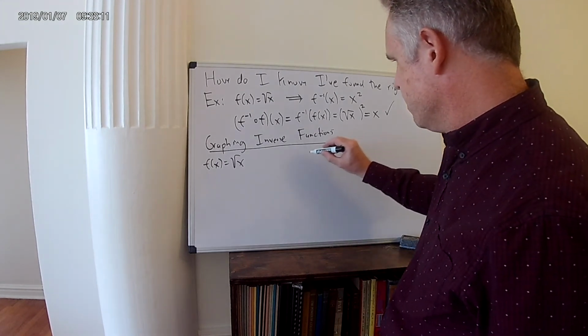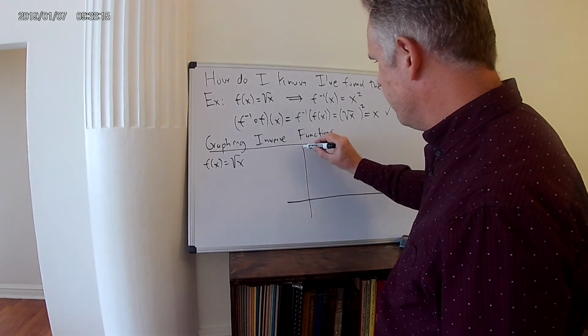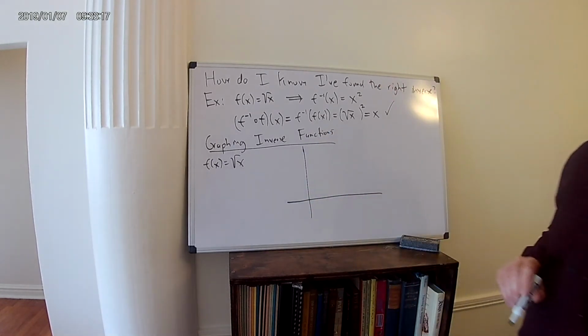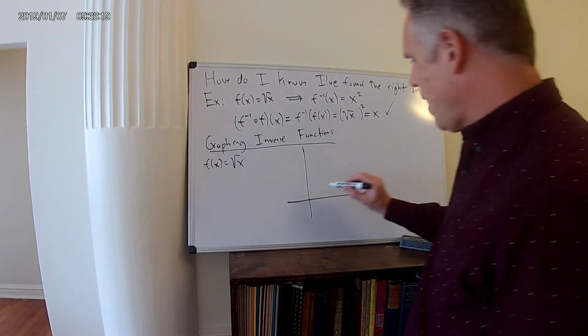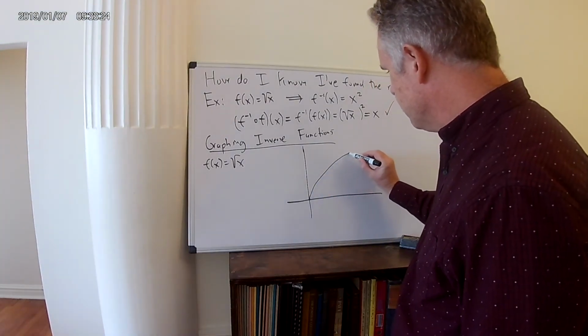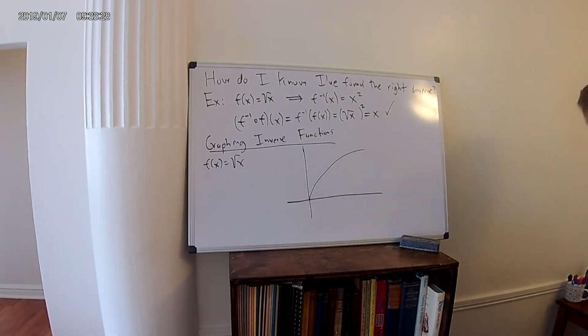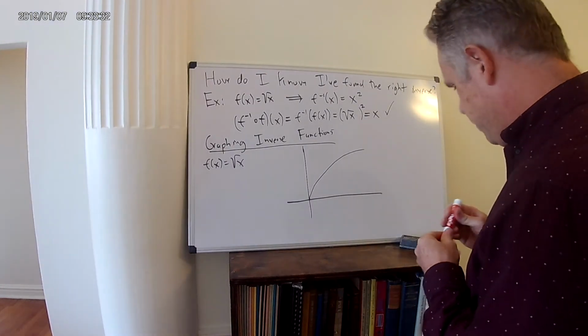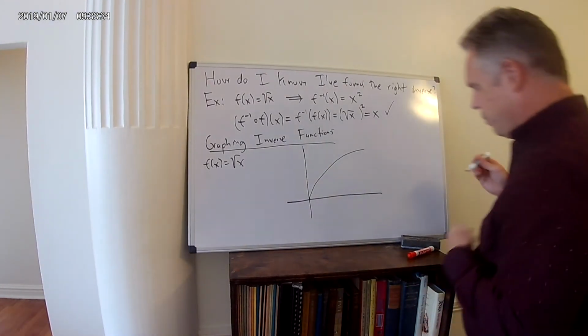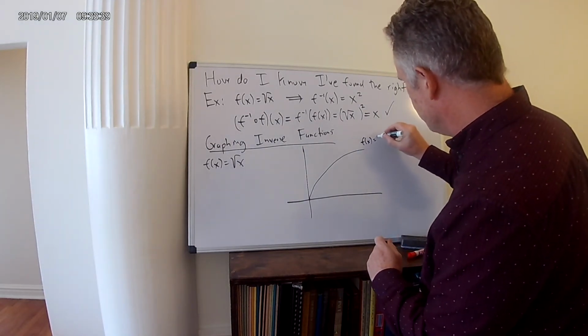Okay. Here's our graph. What does the square root of x look like? The square root of x goes like this, and it kind of levels off like this. Goes like that. This is what I'm going to do with my colored pens. Okay, this is f of x equals square root of x.